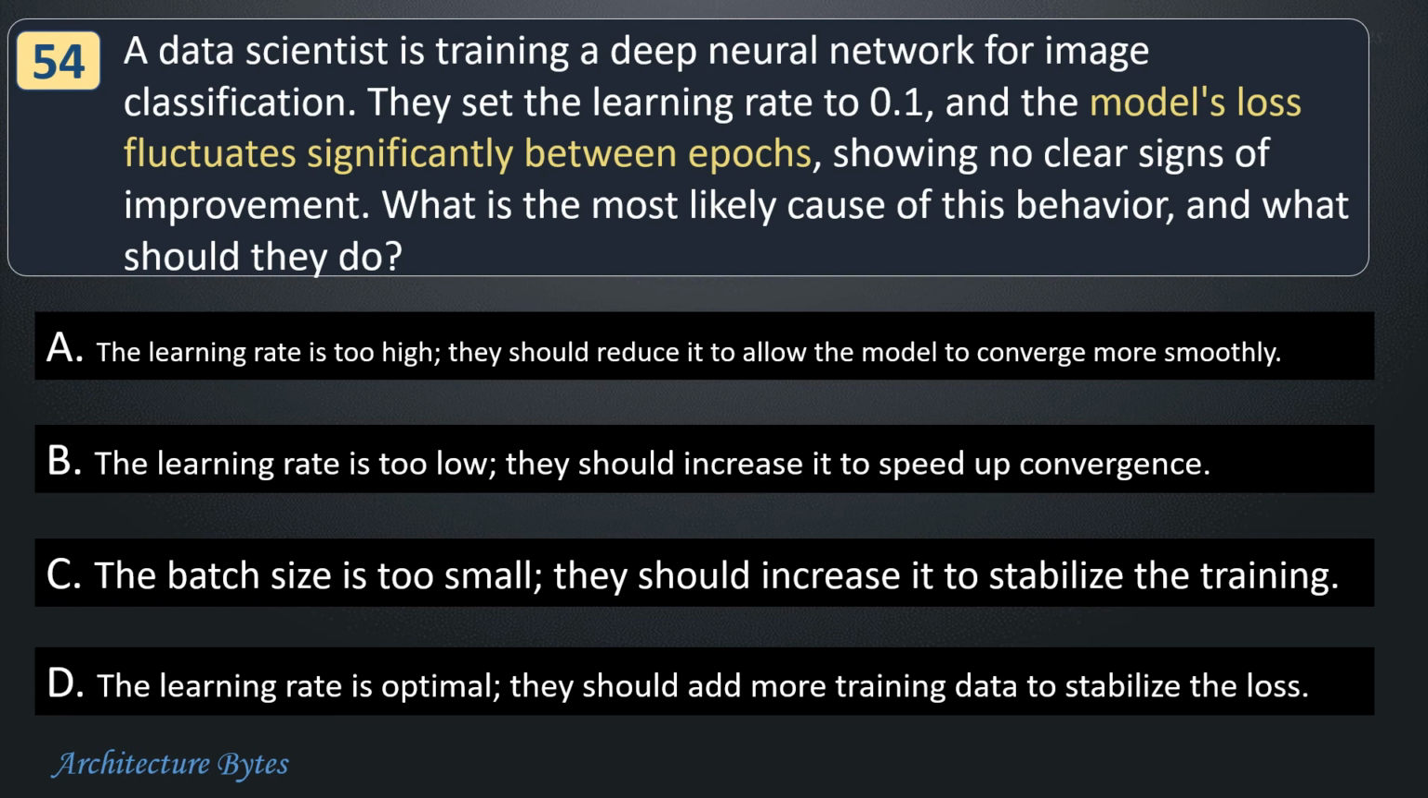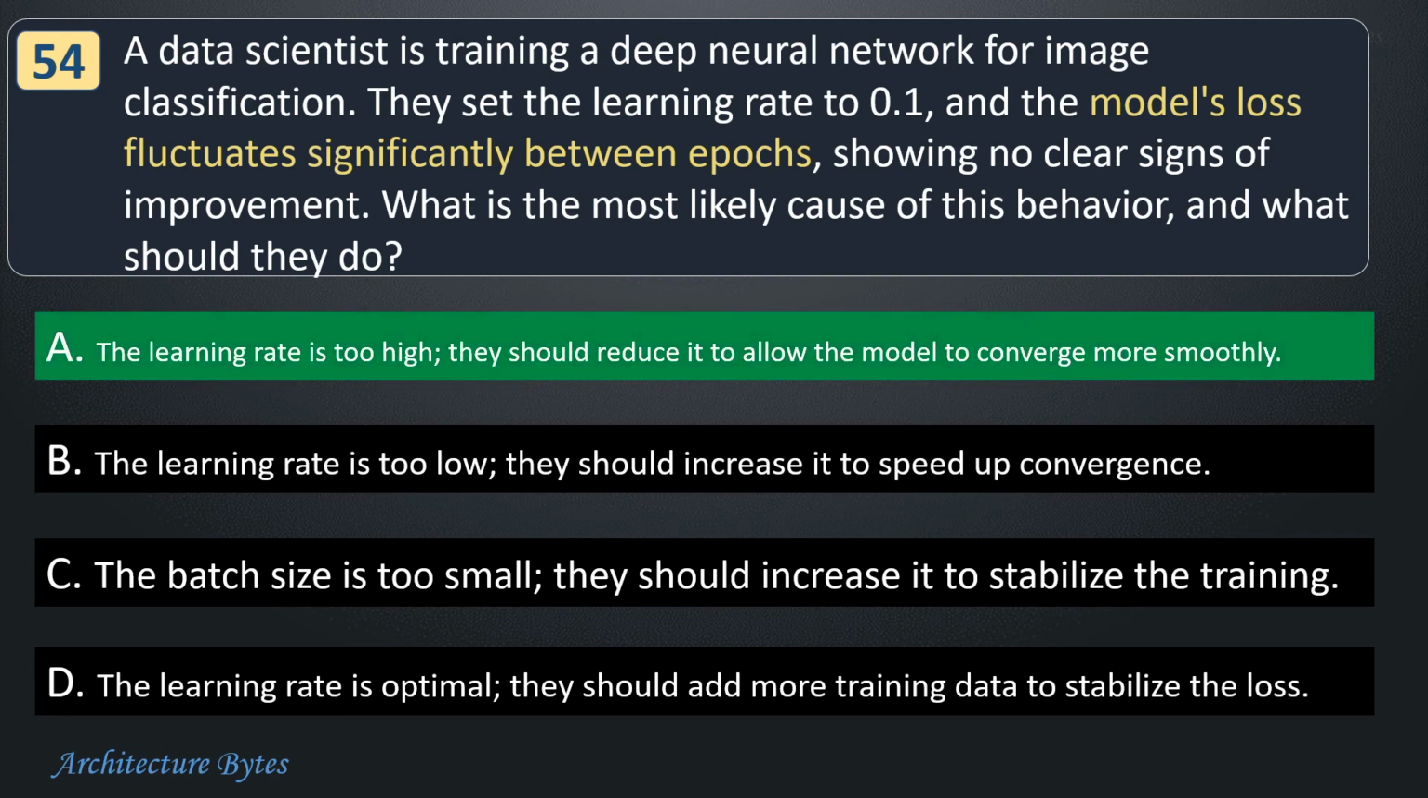Of these, option A is the right answer. A high learning rate causes large updates, leading to oscillation and instability in training. Therefore, this is the correct solution. Other options are not correct and they do not help.